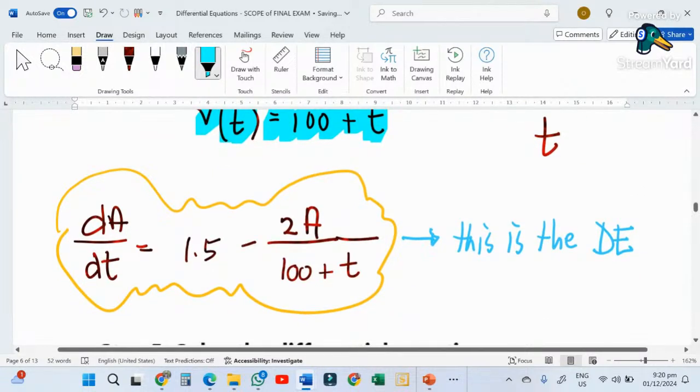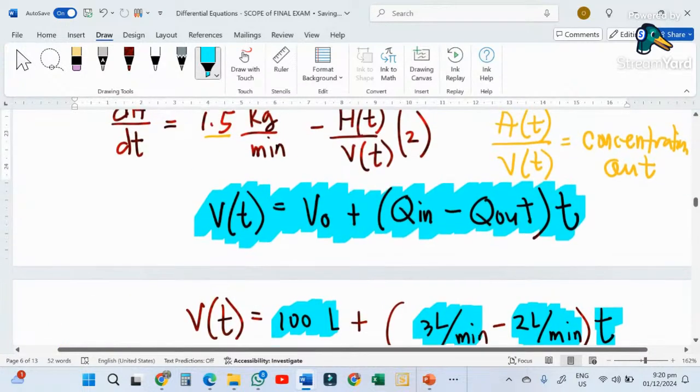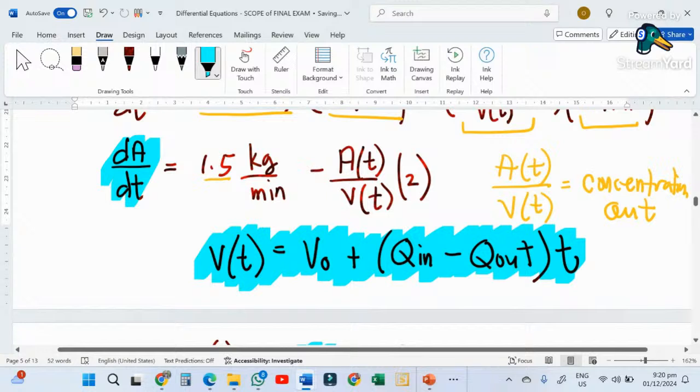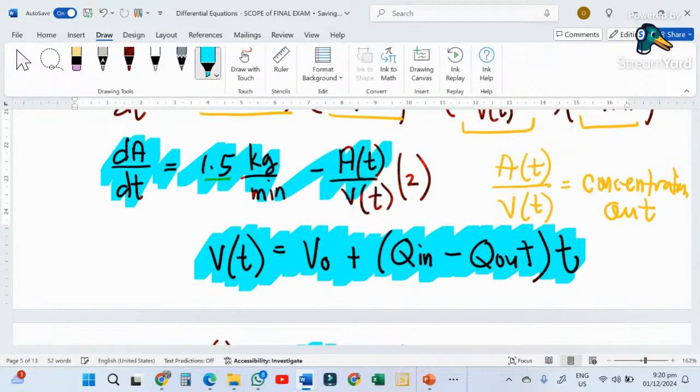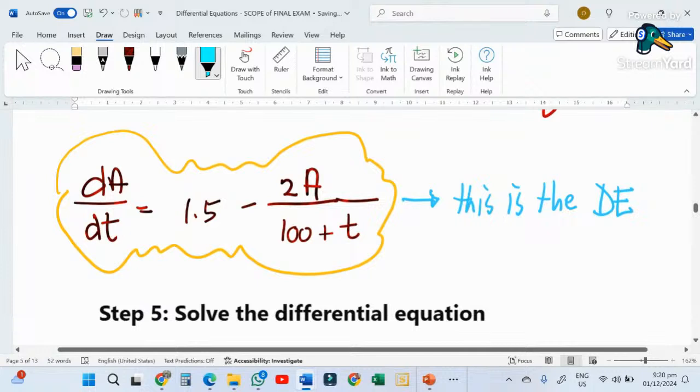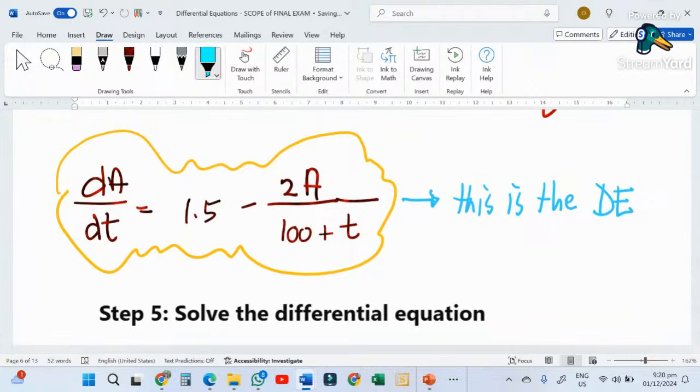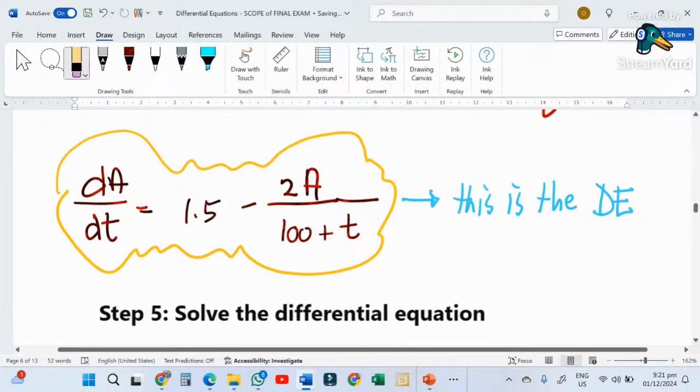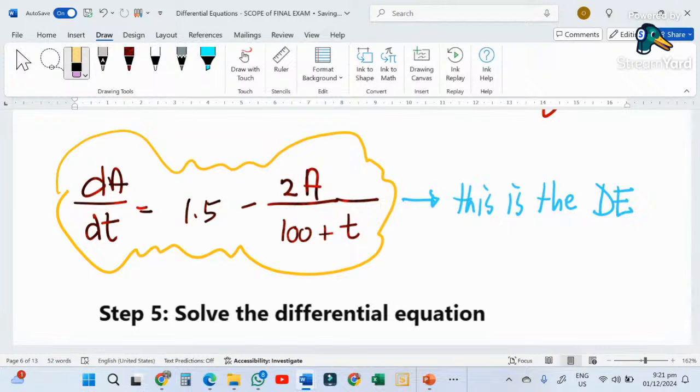Let's then substitute that into the differential equation that we have earlier. So we have dA over dt is equal to 1.5 minus A of t over V of t times 2. Because A is a function of t, you can just say A times 2, and then the V. V of t is a function of t. So this is now our differential equation. Everything will evolve from here.